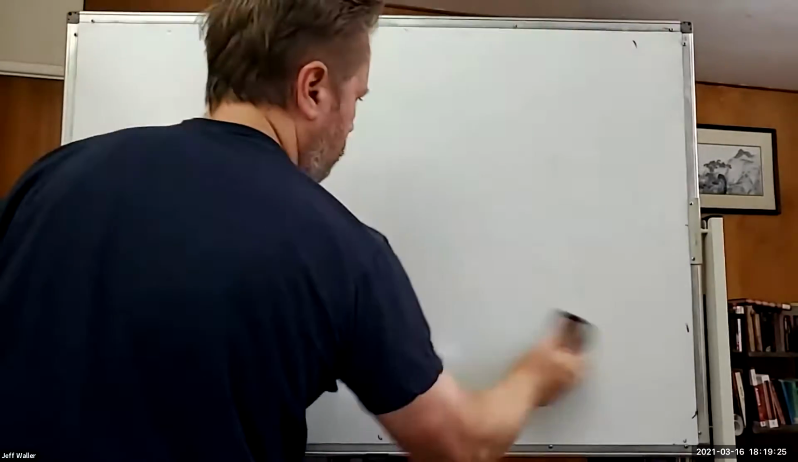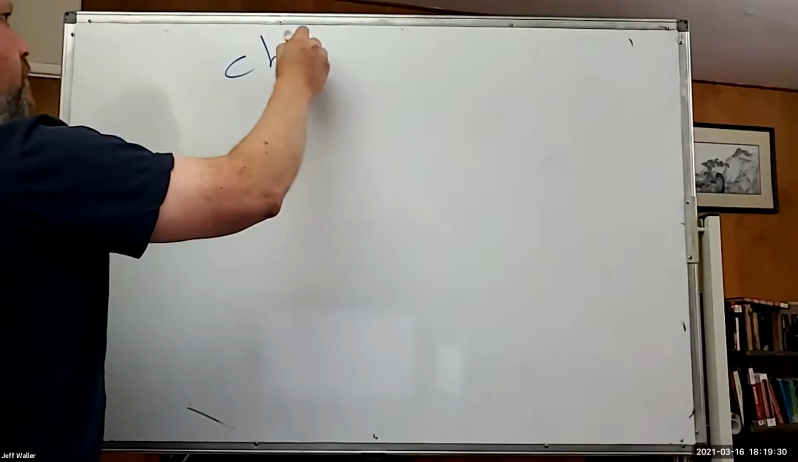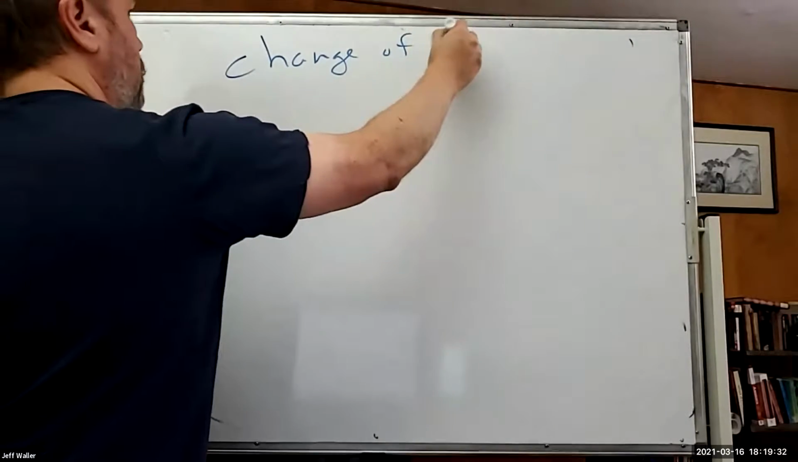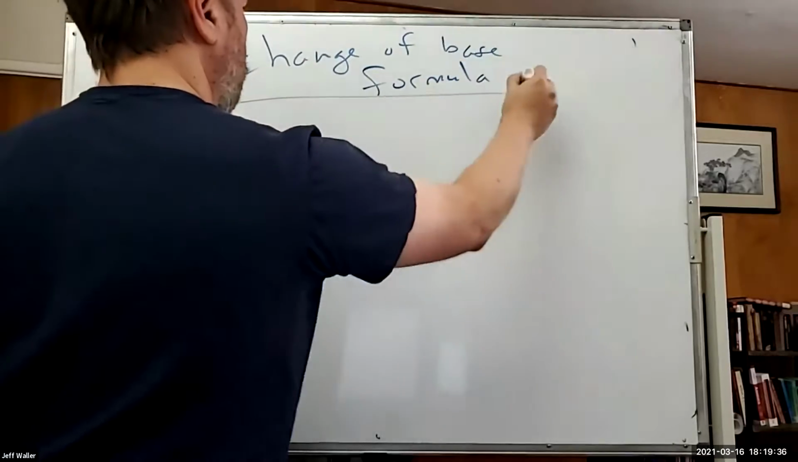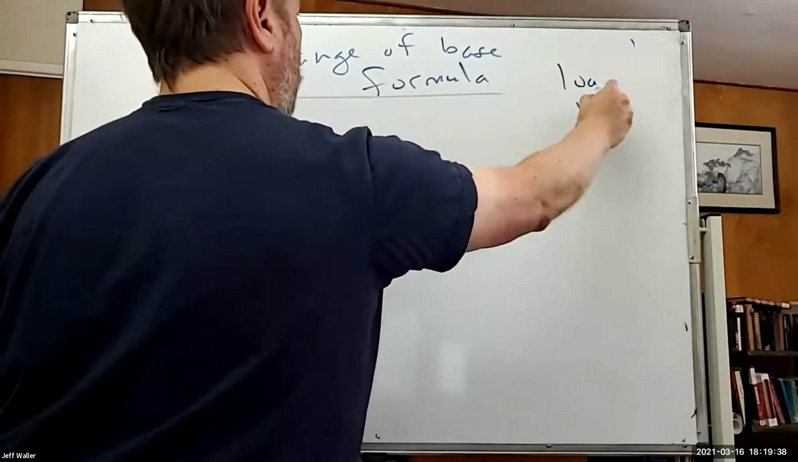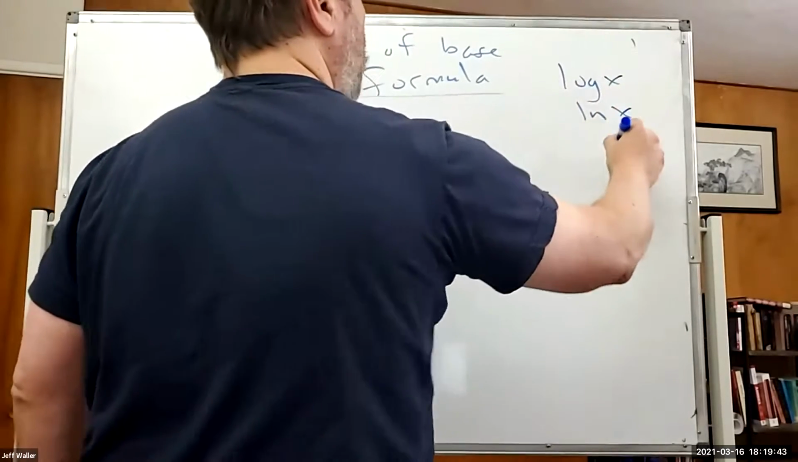So this is really cool. This is called the change of base formula. Sounds exactly what we need, because apparently, at least on the face of my calculator, I only see log and ln, right? So log of something, ln of something.